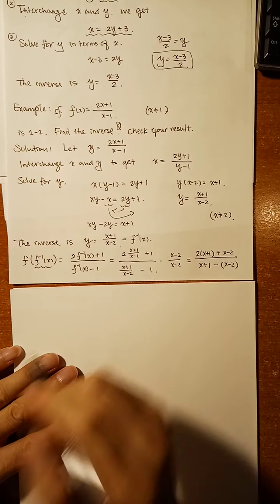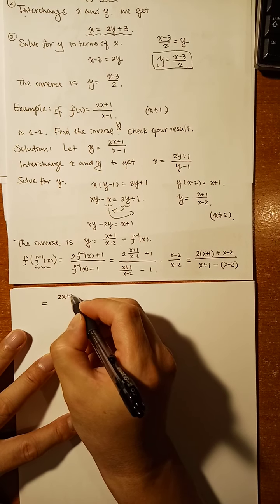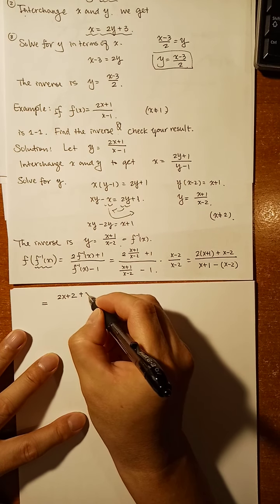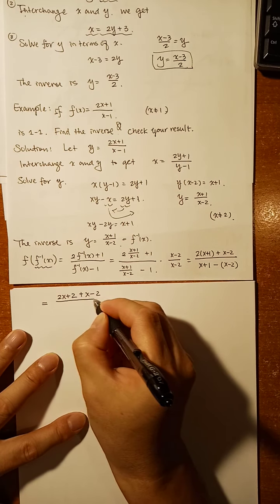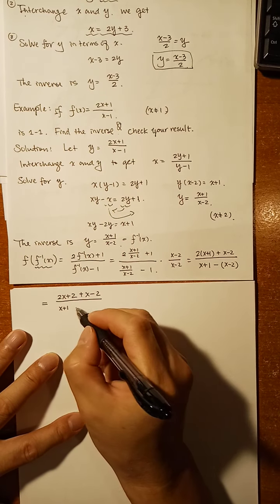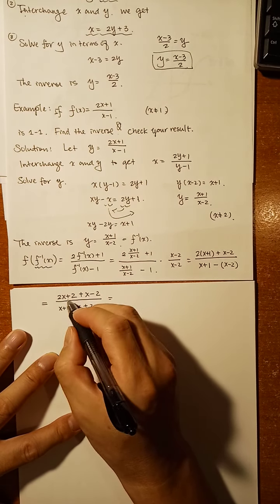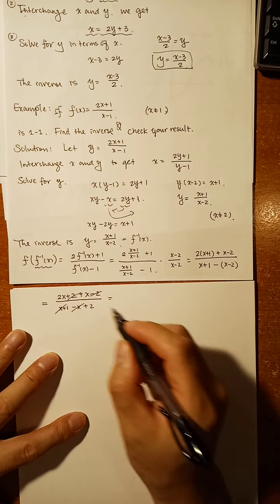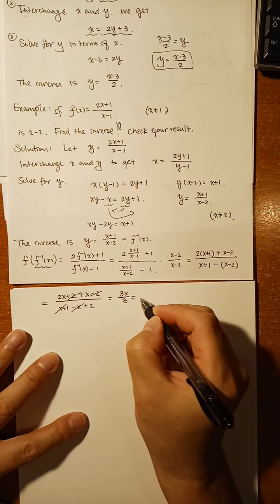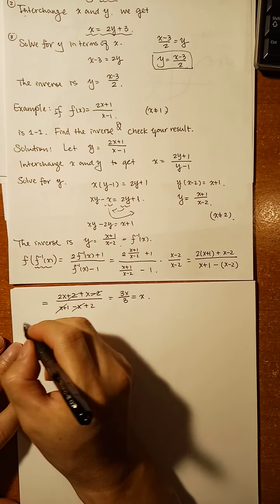Continue simplification. So here the numerator is 2x plus 2. So 2 times x is 2x, 2 times 1 is 2, plus x minus 2. Denominator: x plus 1 minus x, plus 2. So the 2 cancels, and x minus x cancels. You will get 3x over 3, which is equal to x. See it? So it satisfies the condition.